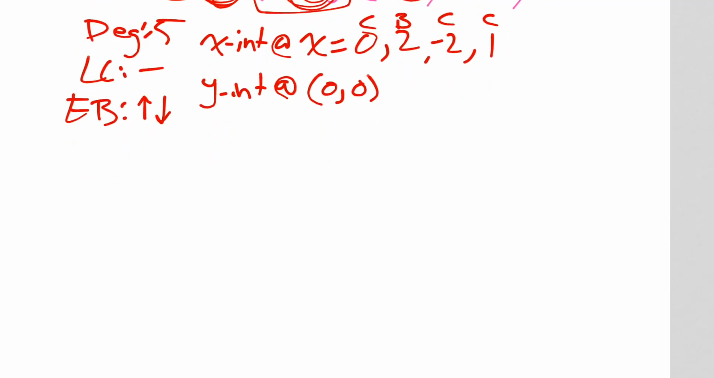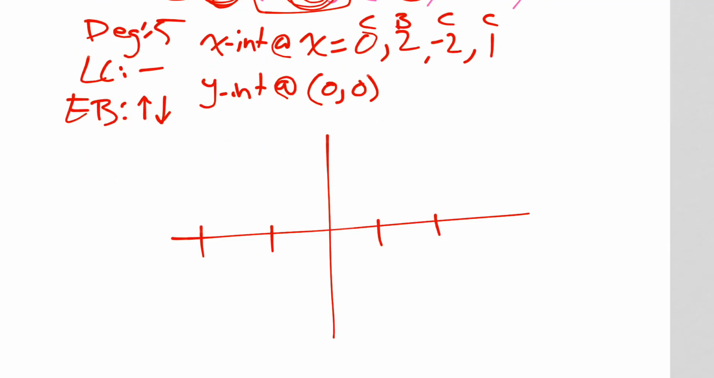Well, whatever, let's sketch it. Zeros at negative 2, 0, 1, 2. Negative 2 crosses. Positive 2 bounces. And we have one at 0, and we have one at 1. I said those backwards, but there you go, marked them all. End behavior is up, down.